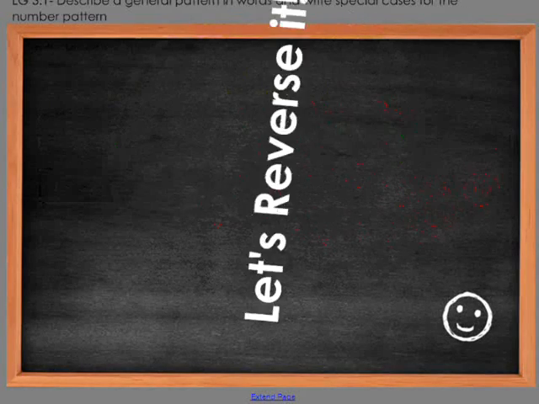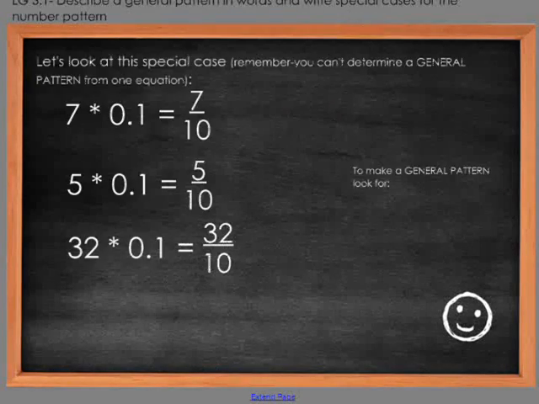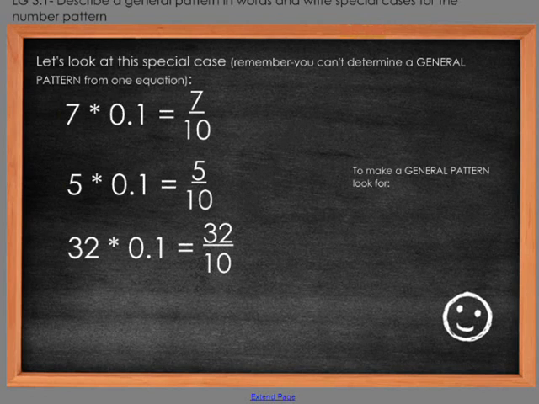All right, now we are going to reverse it. We are going to look at a special case, and we are going to determine a general pattern. Now, if you notice, I have 3 different equations here to show my general pattern. You should have more than one equation in order to determine a general pattern, because the pattern has to be able to repeat itself accurately every single time.